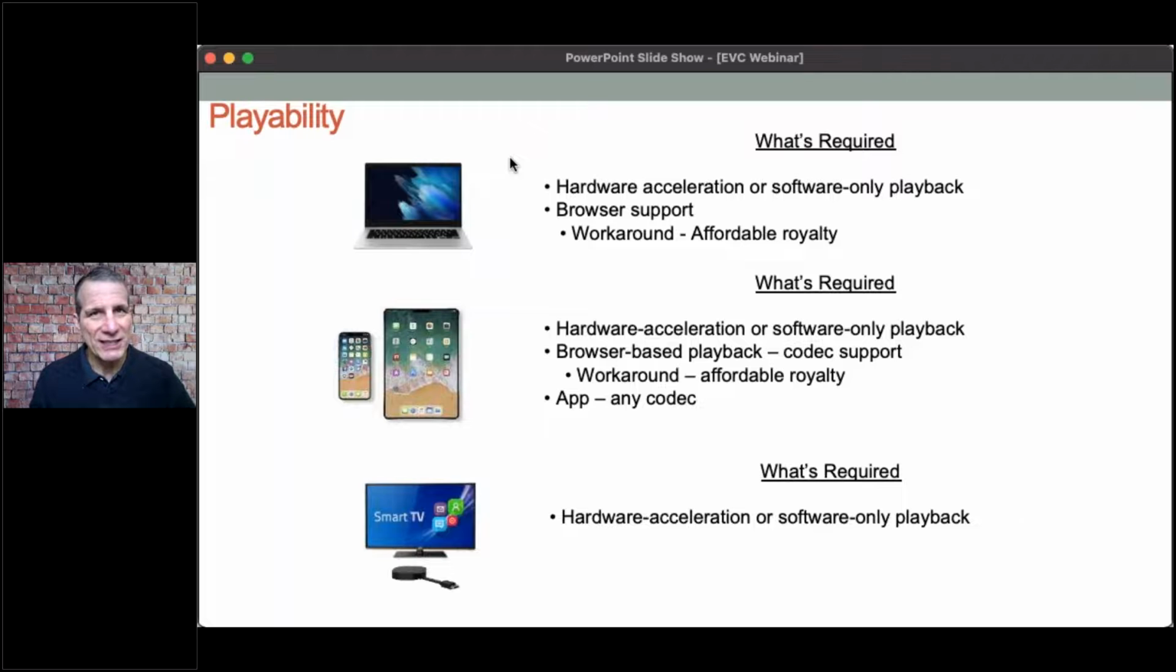For mobile, hardware acceleration is more preferred because of the battery life and the low power nature of those devices. You either need browser-based playback, for which you need direct codec support or a workaround. For an app, you can use any codec, but there are licensing limitations if you use HEVC or another royalty-bearing codec. And then for smart TVs or living rooms, for OTT dongles, you pretty much need hardware support, except for LCEVC, which has been software upgradable on some set-top boxes. That's the primary use for, I think, Sky Italy.